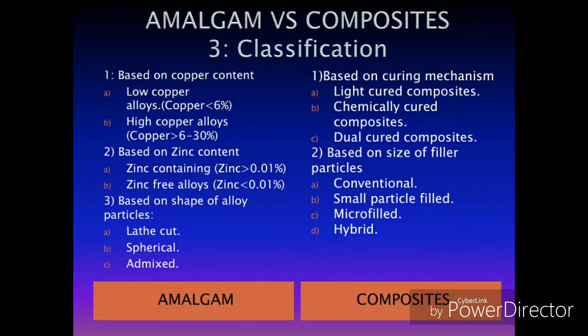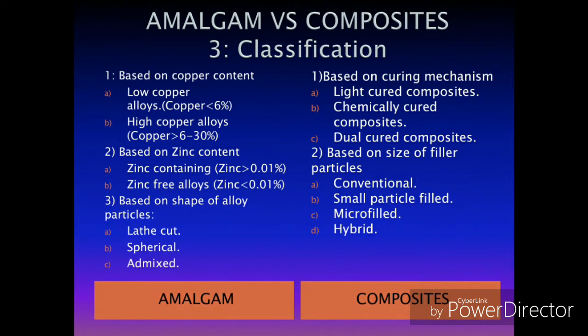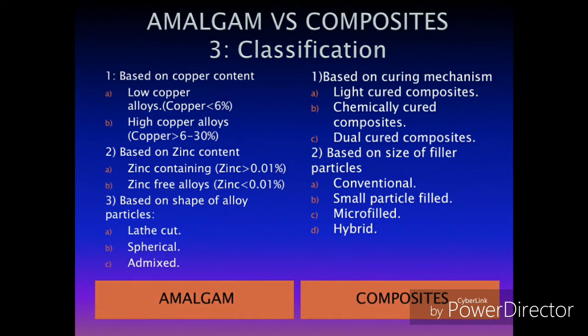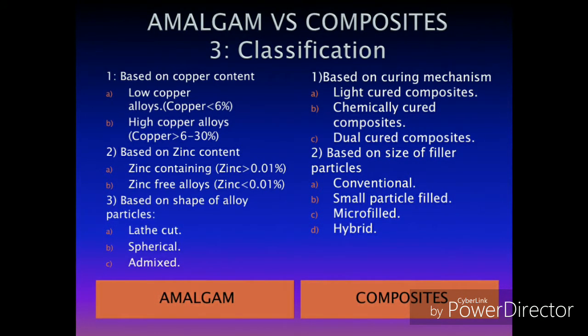Then on the basis of the size of the filler particles, they can either be conventional, having the particle size of about 50 micrometers, then small particle filled dental composites, microfilled, and hybrid dental composites. Well, all these four categories are based upon the size of the filler particles.